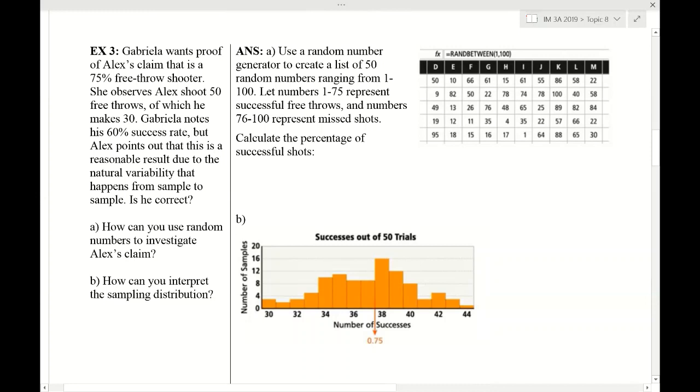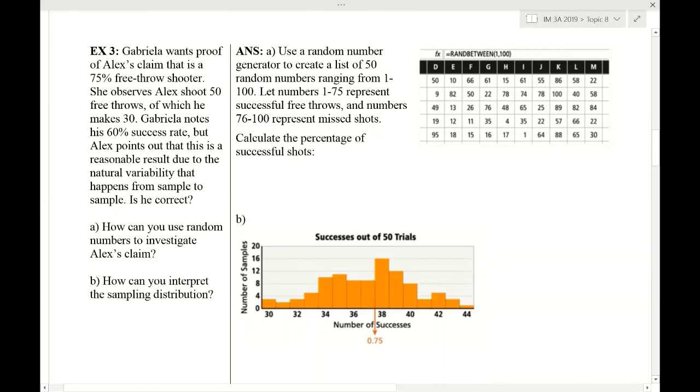But Alex points out that this is a reasonable result due to the natural variability that happens from sample to sample. So he's saying, yeah, my average is 75, that was just a low one. So Gabriella is looking at random numbers to investigate his claim, to see if it is actually a reasonable result, finding that 95% sample. They used a random number generator to create a list of 50 random numbers ranging from 1 to 100.